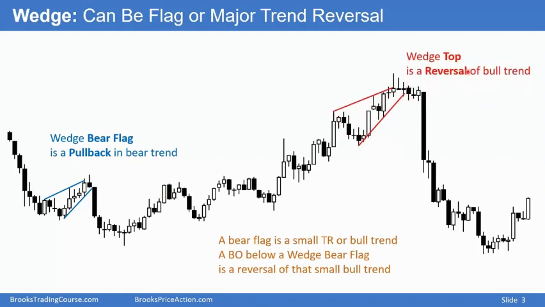A wedge top is a reversal of a bull trend. We have a bull trend, and we have 1 push, 2 pushes, 3 pushes up. The trend line and the trend channel line are converging. It's a convergent channel. We got a bull breakout above the channel, and now we are reversing down. So a wedge top is a wedge reversal. A wedge bear flag is a pullback.